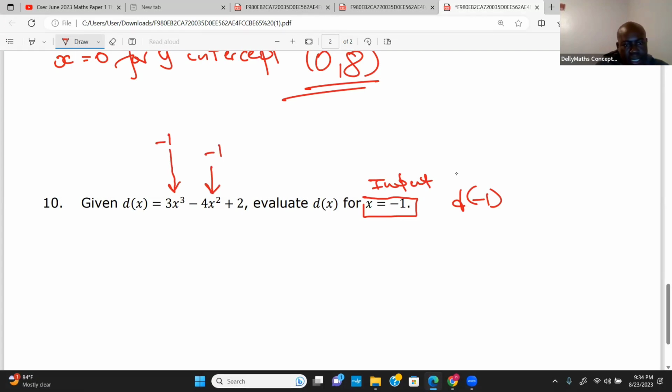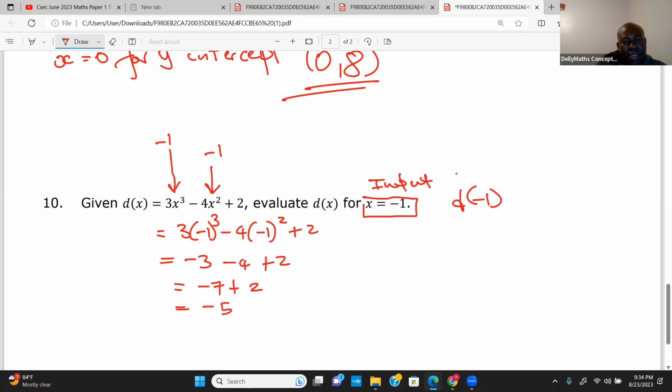So let us go, right? Basically, this is going to equal 3 times negative 1 to the third minus 4 times negative 1 squared plus 2. Negative 1 to the third is negative 1, times 3 is negative 3. Negative 1 squared is 1, times negative 4 is negative 4, plus 2. We're looking at negative 7 plus 2. And finally, this becomes negative 5. And that's our final response.